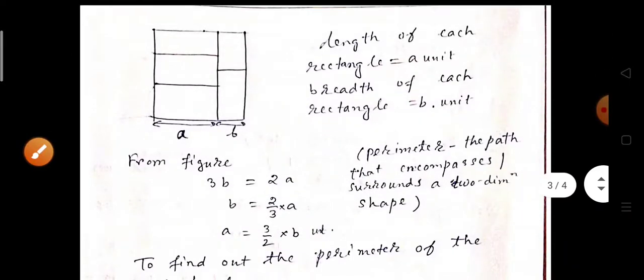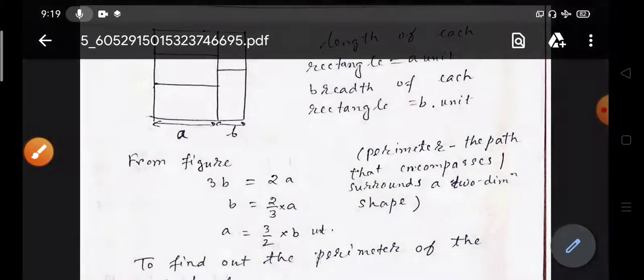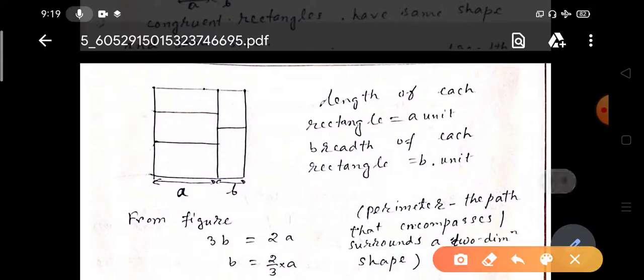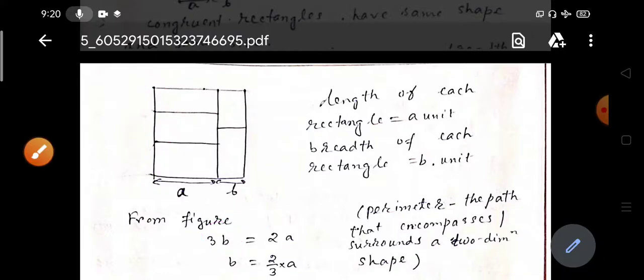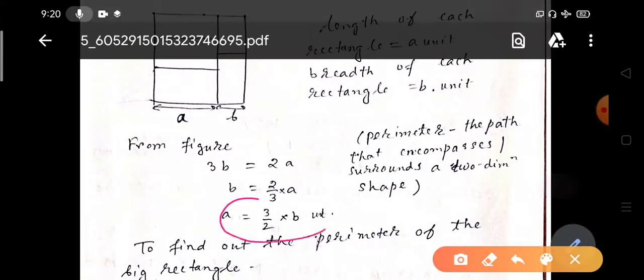So from the figure we get 3b equals 2a. How? Because these all have the length of b. These are b, this amount is a, and these are all b. So we get 3b equals 2a, so that we can express a in terms of b.